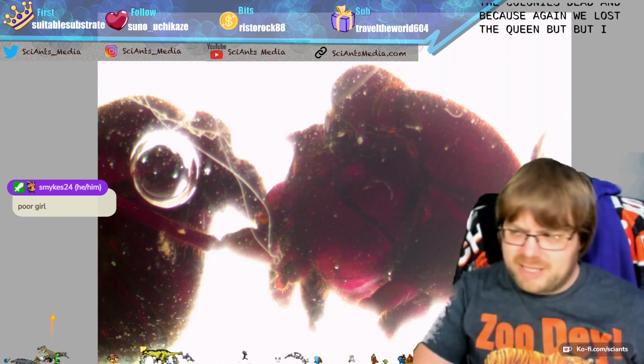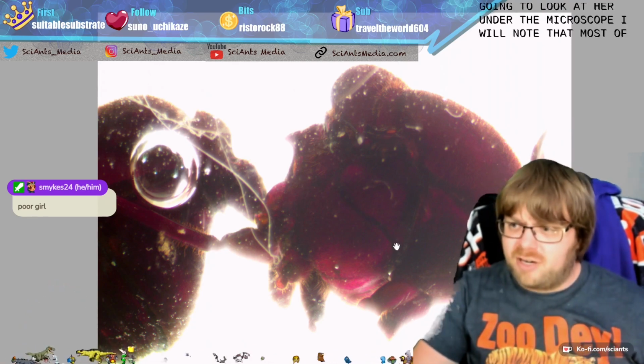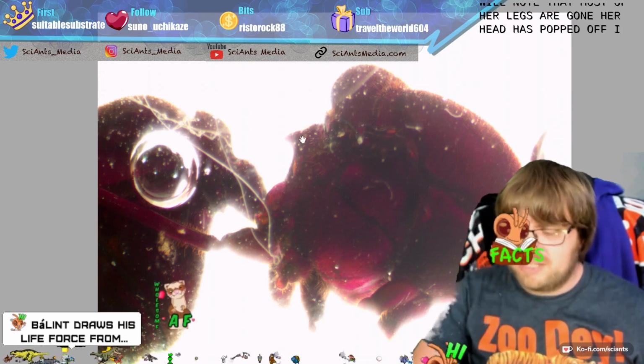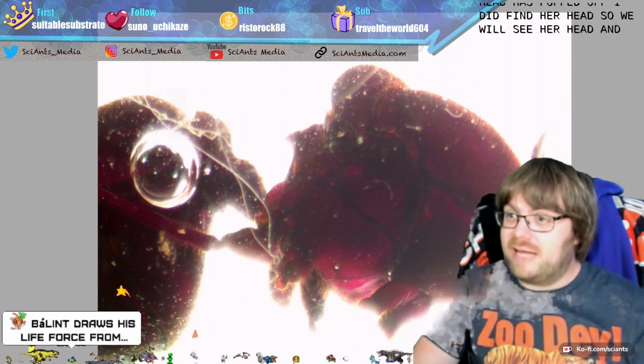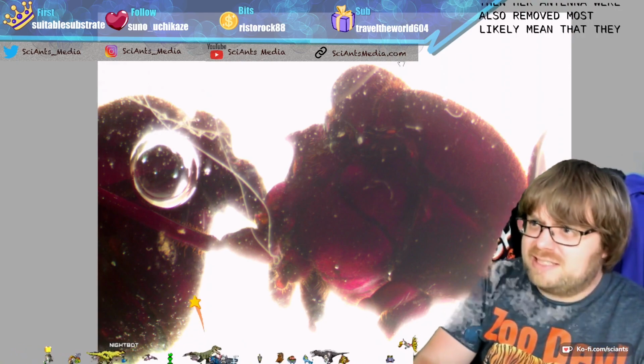I took her out of the trash pile and we're going to look at her under the microscope. I will note that most of her legs are gone. Her head has popped off. I did find her head, so we will see her head. And then her antennae were also removed, most likely meaning that they ate her, which is the standard of what these individuals do.